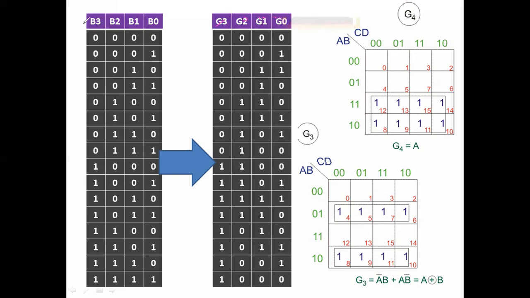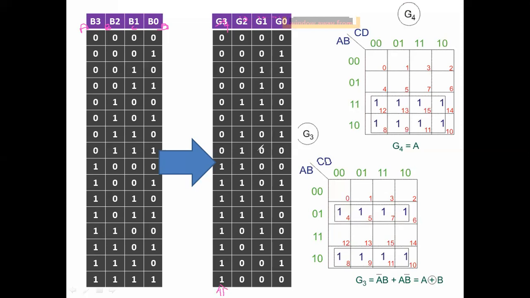So instead of B3, B2, B1, B0, you assume this as A, B, C, D. Starting from A, from here, A may be there. It must be A, B, C, and then D. Okay. So for obtaining G4, you have to take this column. Please listen to the screen carefully.